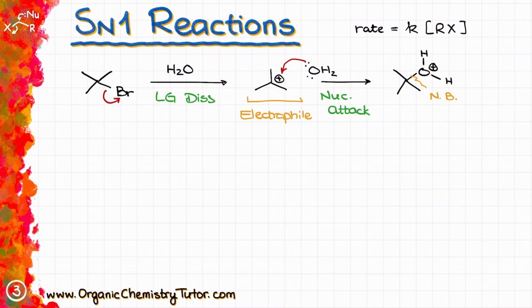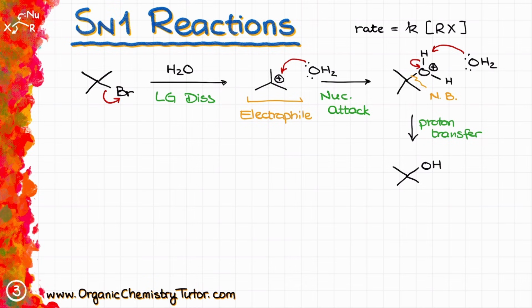Now, the intermediate that I get in this reaction, the protonated alcohol in this case, is not super stable because we have this extra charge on the oxygen, so we want to get rid of that somehow. And the best way to do that, statistically speaking, is with another molecule of water that will float around and pick up that proton in the proton transfer step, which is going to give us our final product looking like this. Tert-butanol.